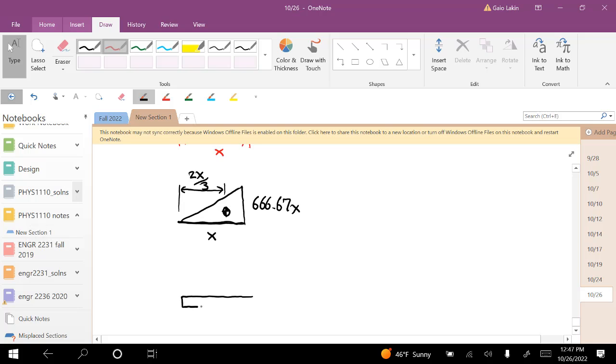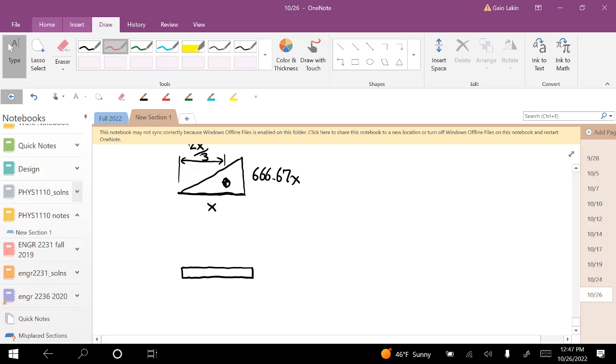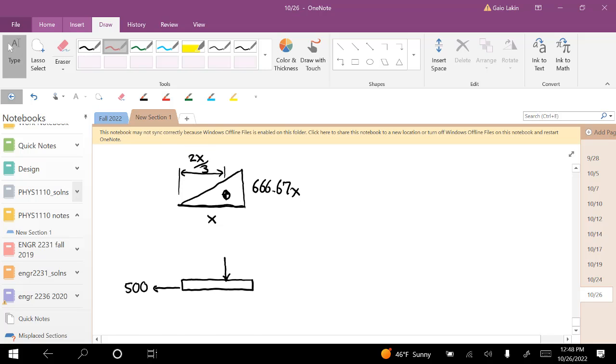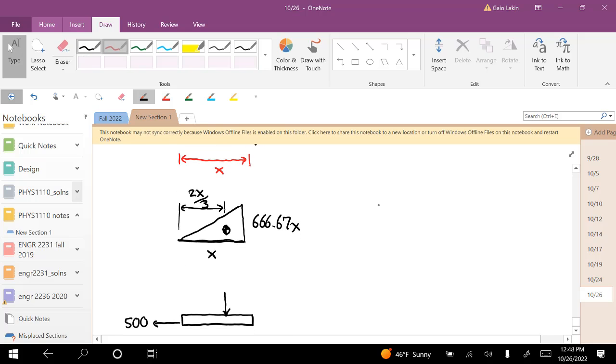So I'm going to redo the free body diagram now with that point force in there. We have the 500. Oh, there's no upward force there. Then we have the downward force from the distributed load. Oh, I didn't calculate that area. So what's that area going to be? 666.67x times x divided by 2. So 333.33x squared.